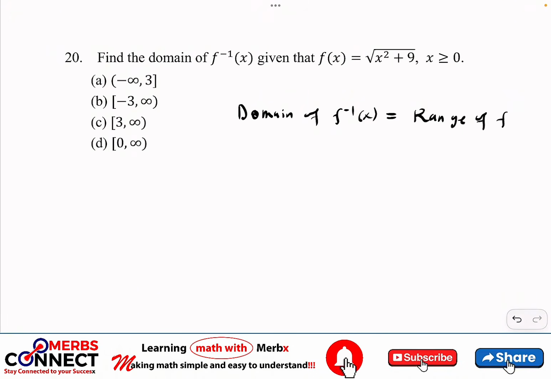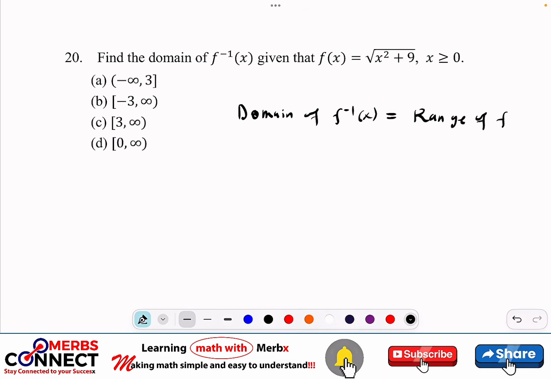So I'm going to do all the two so that you'll be comfortable with that. So let's first find the inverse, then we find the domain and see if it's going to be that. But let me find the range first. What is the range of this function?